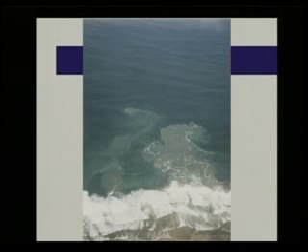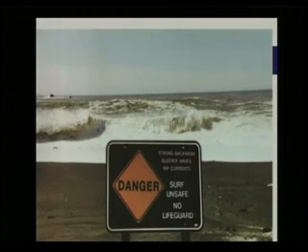Now, rip currents are also responsible for some of the signs you see along beaches. Danger, surf is unsafe, no lifeguard. Here we have a sign on a California coast that warns swimmers of dangerous rip currents, currents that are moving the water, transporting the water back out to sea.